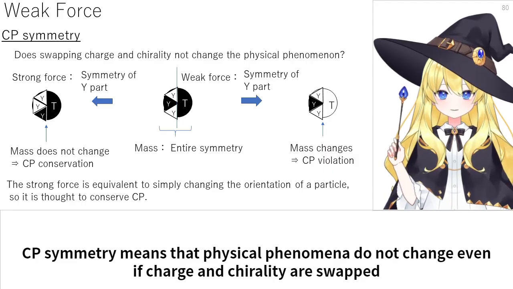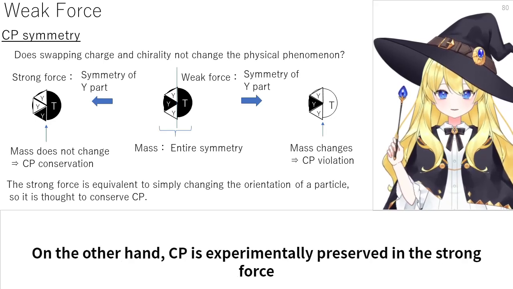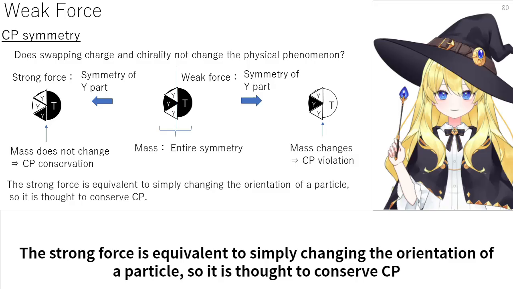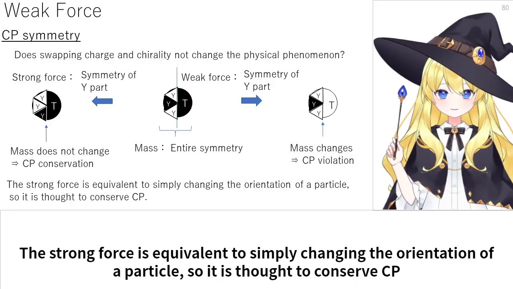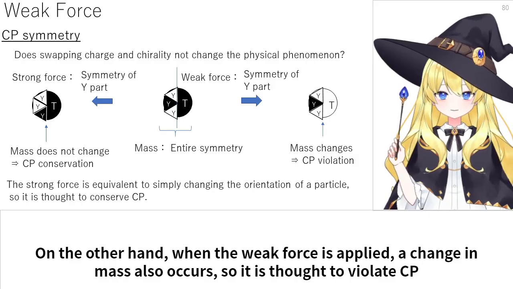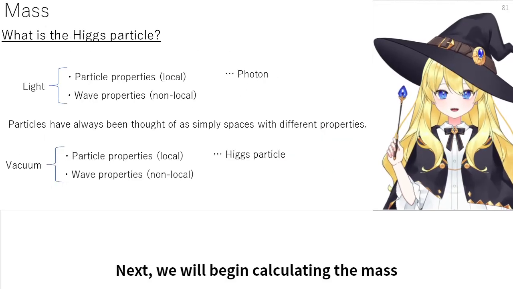CP symmetry means that physical phenomena do not change even if charge and chirality are swapped. On the other hand, CP is experimentally preserved in the strong force. When the strong force is applied, the color changes but the mass does not change. The strong force is equivalent to simply changing the orientation of a particle, so it is thought to conserve CP. On the other hand, when the weak force is applied, a change in mass also occurs, so it is thought to violate CP. Next, we will begin calculating the mass.